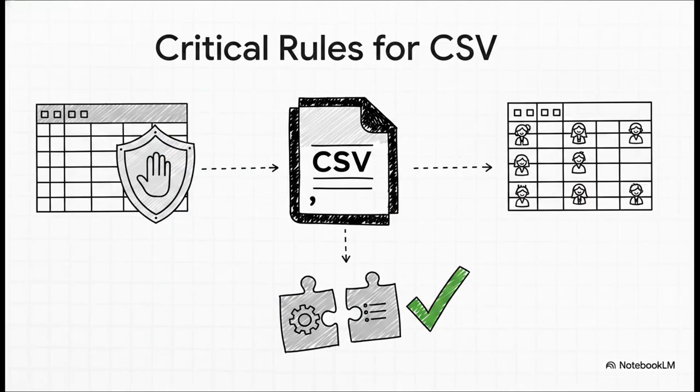Now, to make sure that bulk upload goes smoothly, there are a few golden rules. First, whatever you do, do not touch the header row in the template. Just leave it. Second, each student gets their own row. And this one is vital. The class names in your file must be an exact match to the names we created just a few minutes ago in the setup wizard. No typos, no extra spaces.